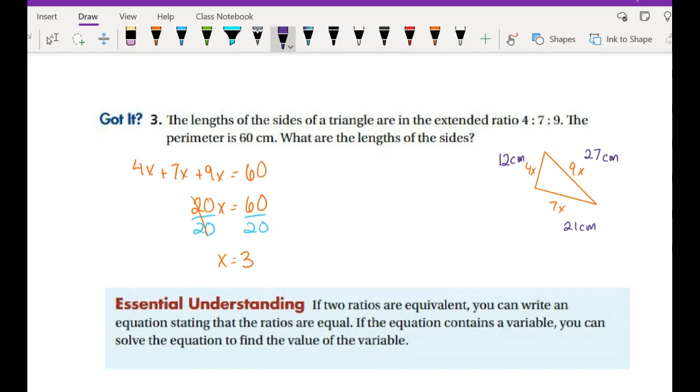Okay, so x was equal to 3. You said 4x plus 7x plus 9x is equal to 60. Combined your like terms, solved for x. You got x was equal to 3. Now you have your 3, and you're going to plug it into 4x. 4 times 3 is 12. 7x, 7 times 3 is 21. And 9x, 9 times 3 is 27.